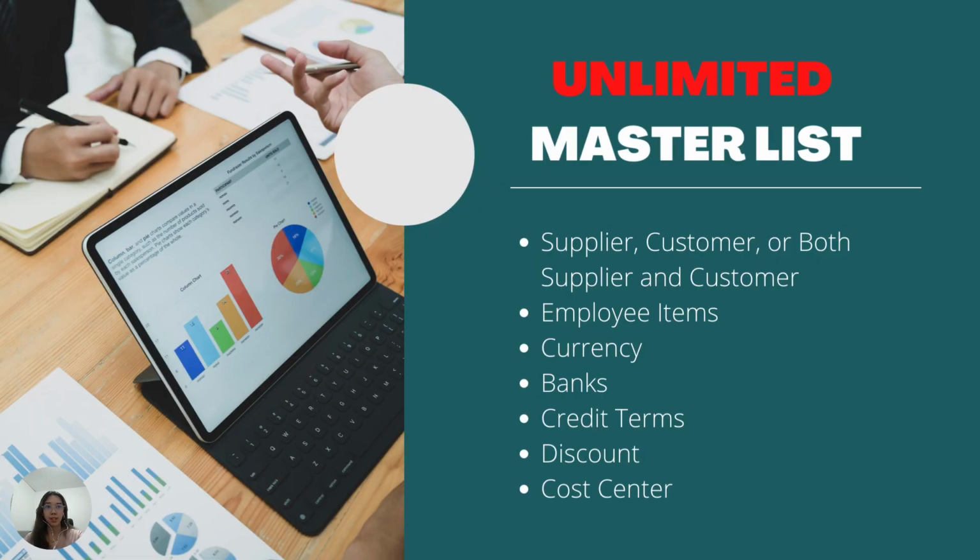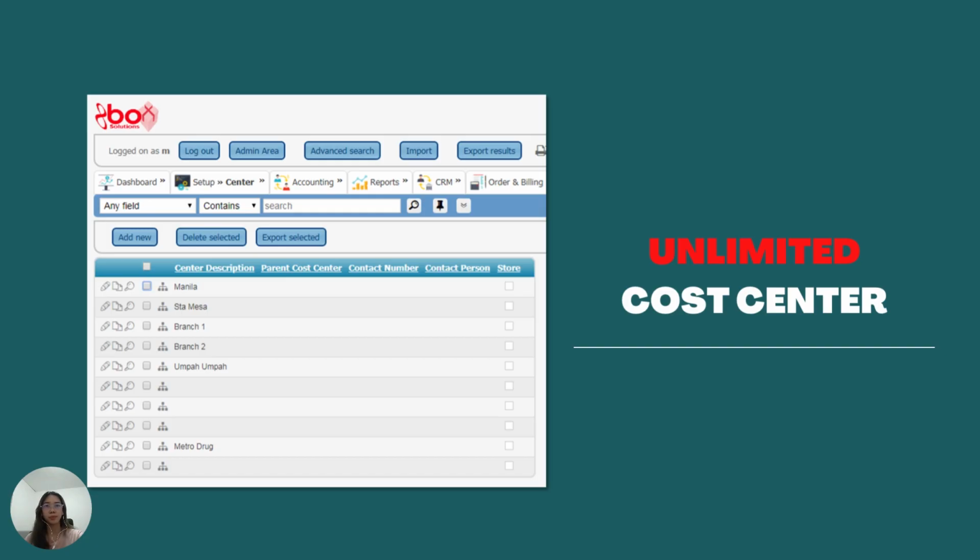For unlimited master list, you can input unlimited data for your master list, such as supplier, customer, for both supplier and customer, employee, items, currency, banks, credit terms, discount, and cost center. The unlimited cost center allows you to cover all the branches of your company.